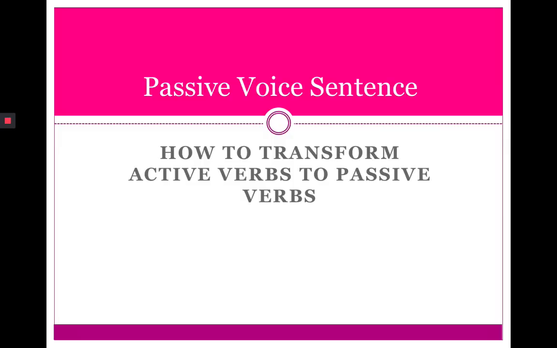For passive voice sentence, it is relevant to be used whenever you are describing processes and procedures, because you do not want to focus so much on the person who performs it. You just want to focus a lot on what happened, on the object receiving the action, right? So let's have a look at how to transform active verbs to passive verbs.